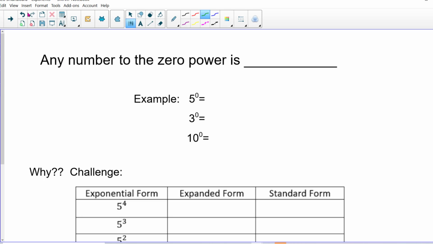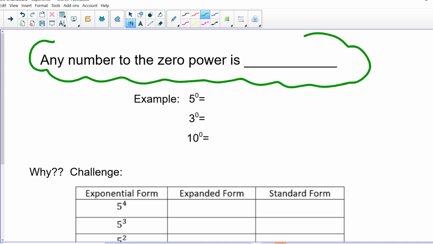This is also an important concept. We won't get into the explanation as to why, but that is a challenge problem for you. But any number to the 0 power, it's not 0. You'd think it would be. But remember how like 6 to the 1st power wasn't 1? This is any number to the 0 power is equal to 1.